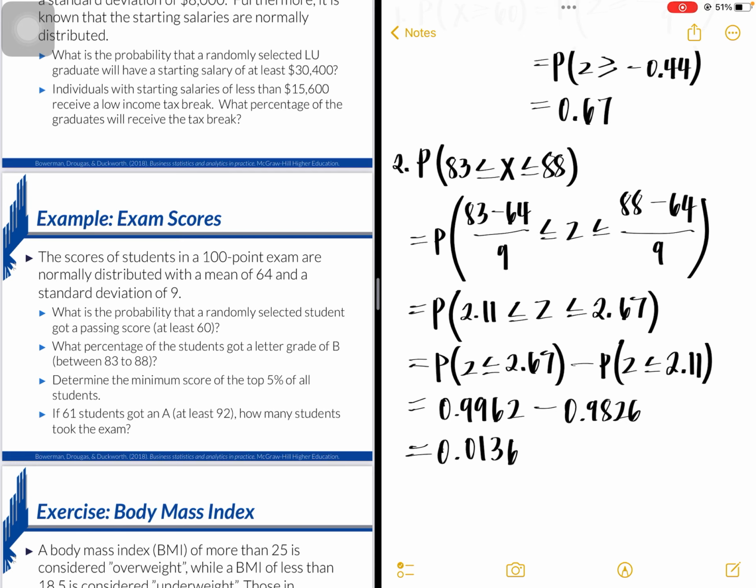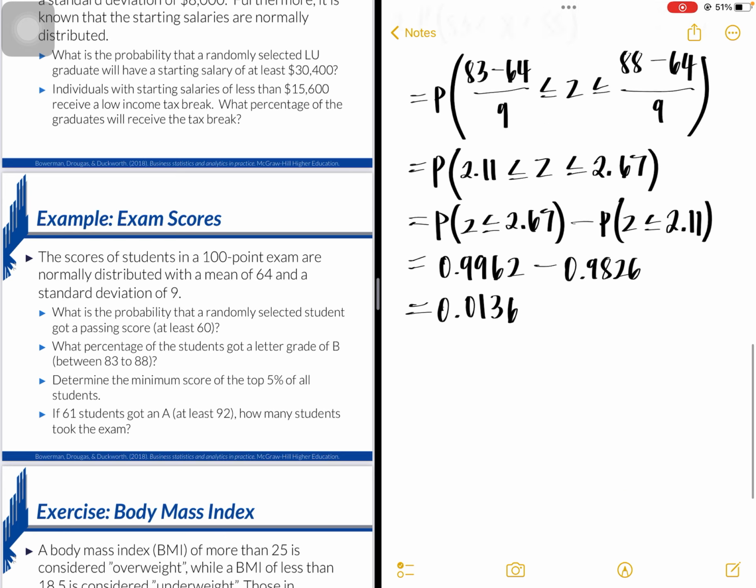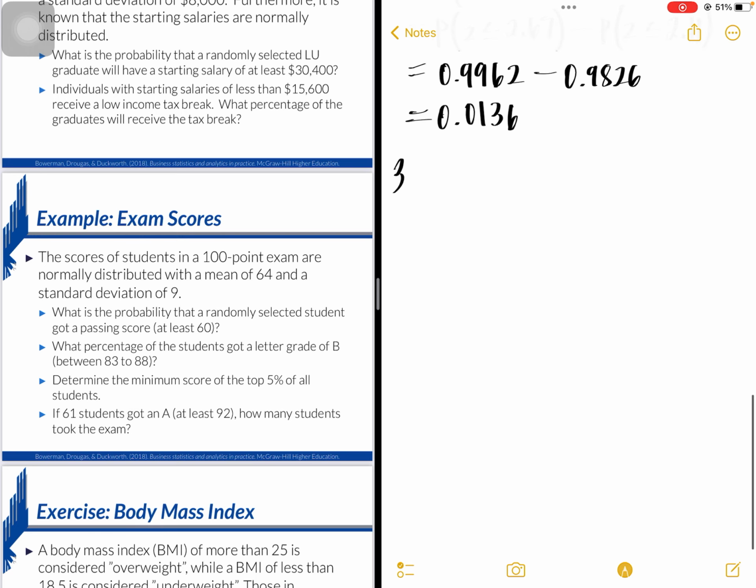So the probability that a randomly selected student got a score between 83 to 88 is 1.36%. And this is also the percentage of all the students who got a letter grade of B. Now, in the third question, we need to look for the minimum score of the top 5% of all students. So it's quite different now compared to the previous problems. Now it's asking for a score. It's looking for a value of x.